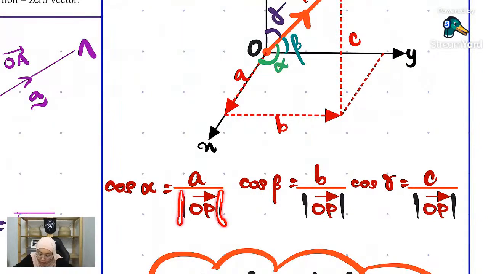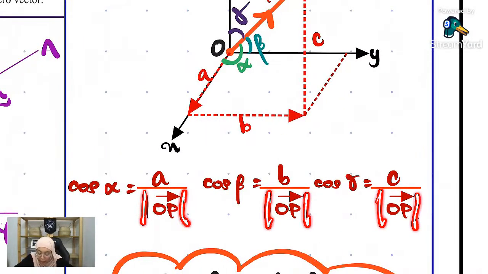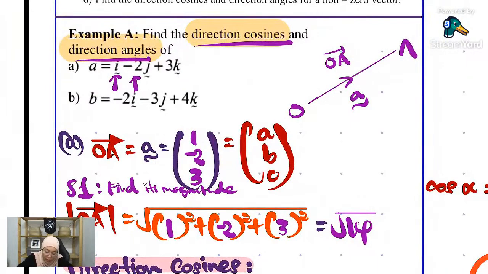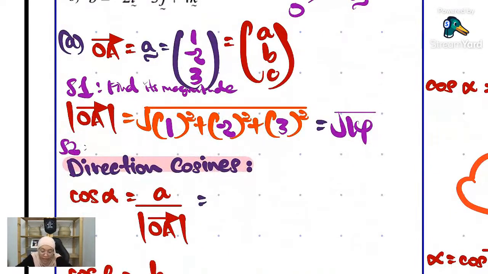Okay, and so that's why I told you guys the magnitude tu sangat penting lah. Sebab itulah step yang pertama kita cari magnitude dahulu. And so we got its magnitude is square root of 14. And then to find the direction cosine, we have this formula.